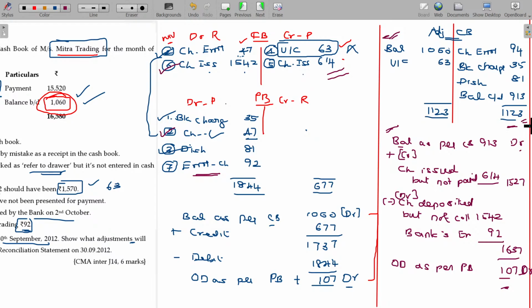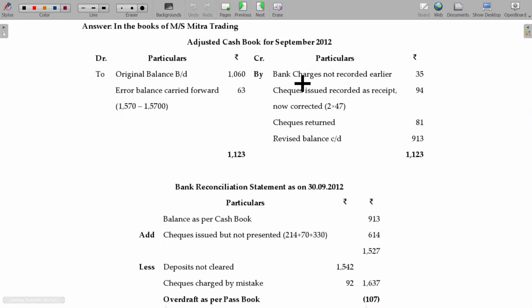So this is the pattern of presentation of the adjusted cash book and then preparing the bank reconciliation statement. In the adjusted cash book, what do we do? Standing instruction receipts and payments will be taken by seeing the statements of the banker. Bank debits and credits will be taken, and our error also. Error in cash book is rectified.